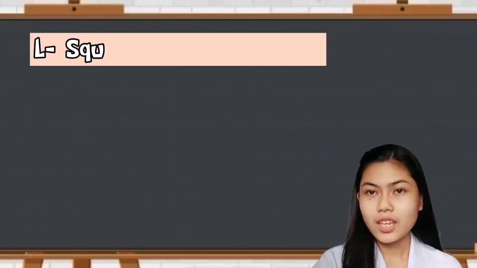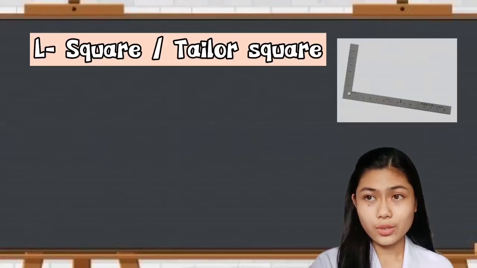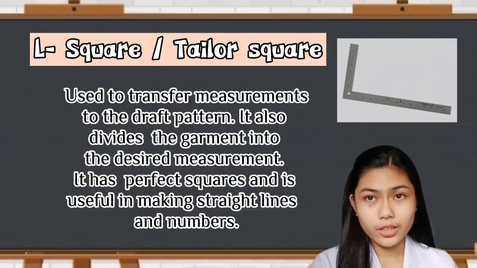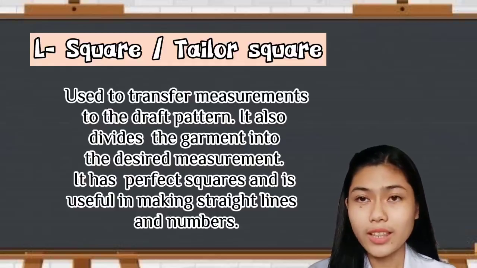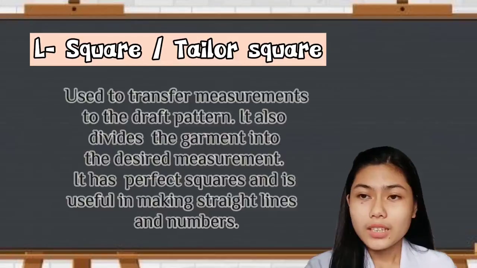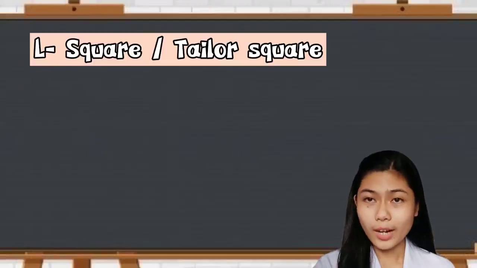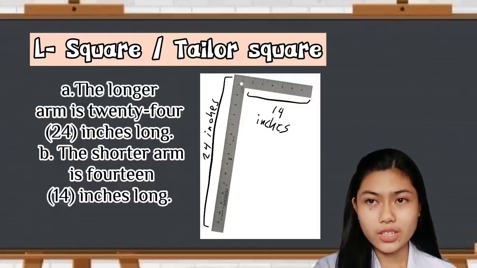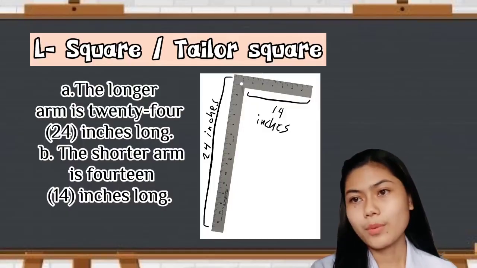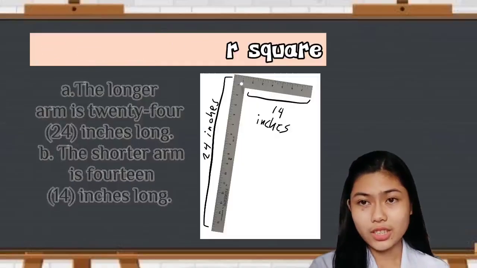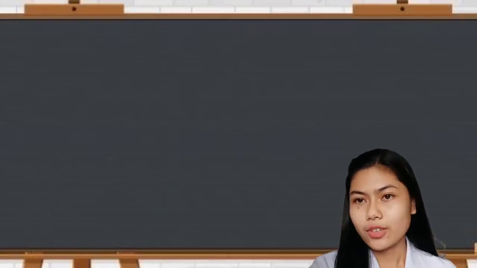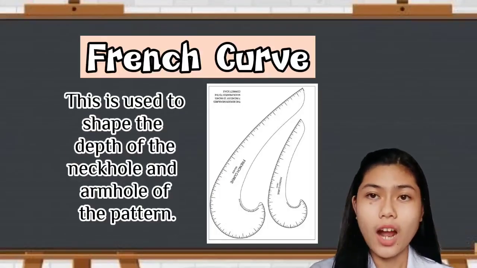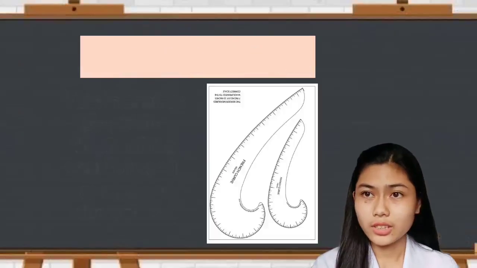Next, we have the L-square or the tailor's square. It is used to transfer the measurements to the draft pattern. It is also useful in making straight lines and angles. The L-square has two arms. The long arm measures 24 inches long and the shorter arm measures about 14 inches long. And lastly, we have the French curve. This is used to shape the depth of the neck hole and the armhole of the pattern.